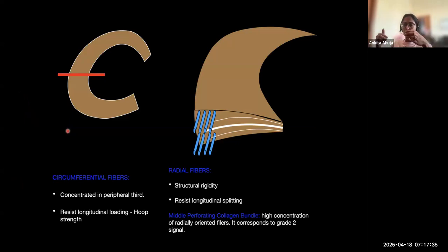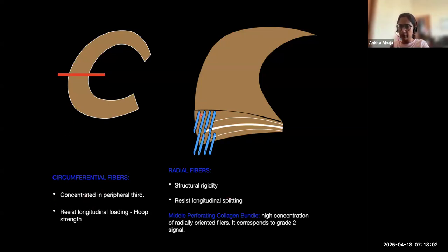Now all of you are doing it with me, I believe. The meniscus fibers which are running along the length of the meniscus like these, those are your circumferential fibers, and some fibers are running from inside to outside, inside to outside, inside to outside. These are your radial fibers. I really want all of you to do this with me: circumferential fibers, radial fibers. So we have two kinds of fibers.